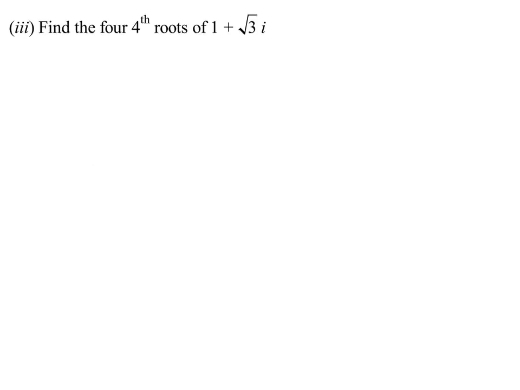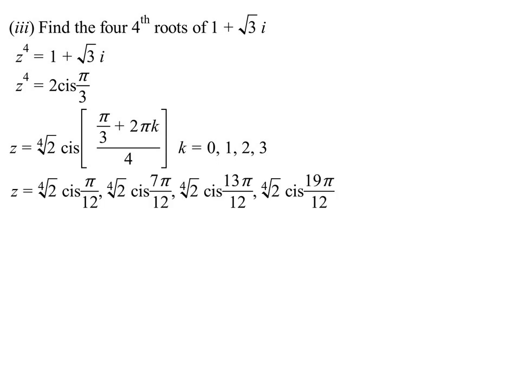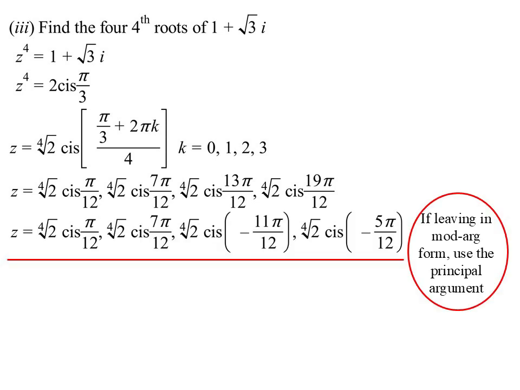Okay, let's find the 4th roots of 1 plus root 3i. Okay, 1 plus root 3i would be 2 cis pi on 3. So it would be the 4th root of 2, then it'll be pi on 3. It's not a real number, so I'm not going to worry about the plus or minus. I'll just go 0, 1, 2, 3. So 4 consecutive numbers. Subbing in, we get these wonderful expressions. 4th root of 2 cis pi on 12, then 7 pi on 12, 13 pi on 12, and 19 pi on 12. As I was saying, if we're going to leave it in mod-arg form, then we use the principal argument. So I'll change those 13 pi on 12 and 19 pi on 12 down.